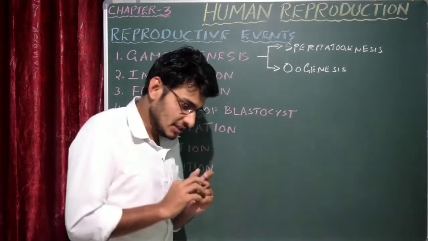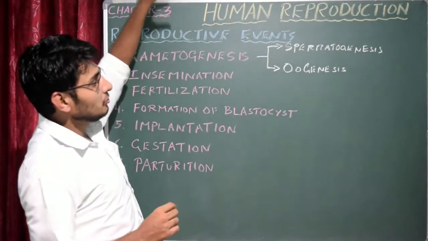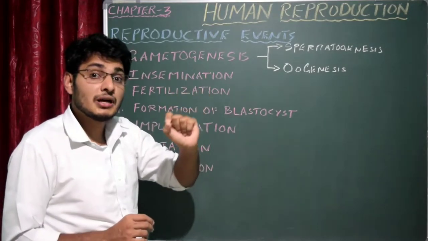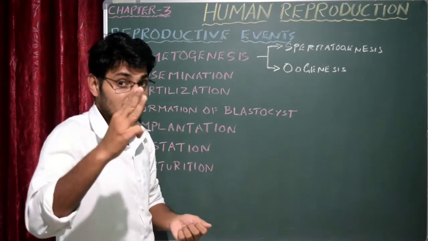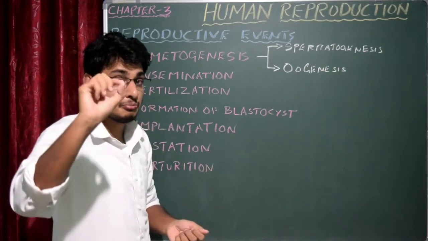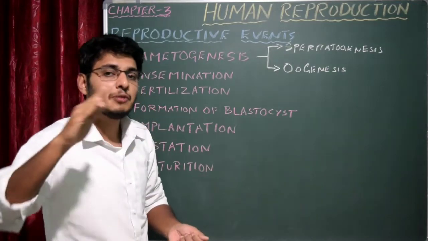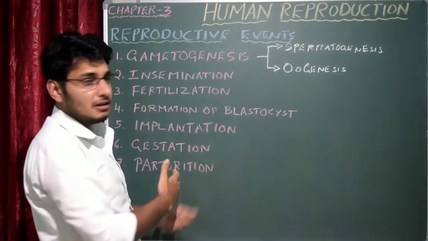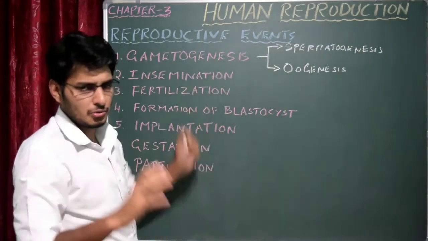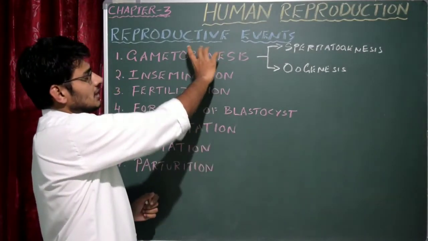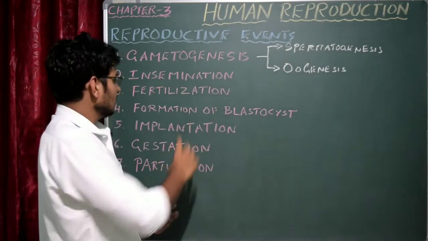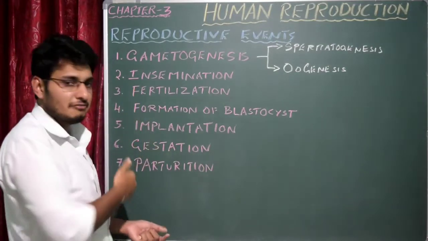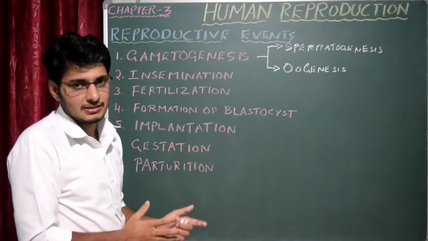Okay, so let us see now. I have written, as I said in the previous class, that humans reproduce sexually. Even I told you that sexual reproduction should have 3 events: pre-fertilization, fertilization and post-fertilization. I have written the events here. You may wonder that I have written 7 different events in human reproduction. Don't worry about it. Very simple. Gametogenesis and insemination come within pre-fertilization, then fertilization itself, then all these things from 4 till 7 are included in the post-fertilization event.